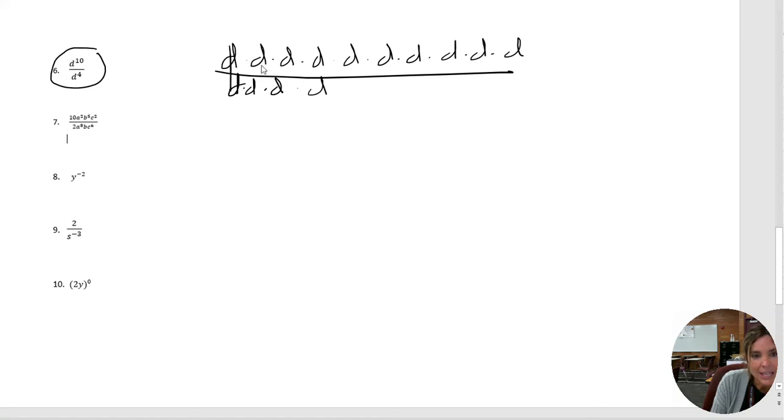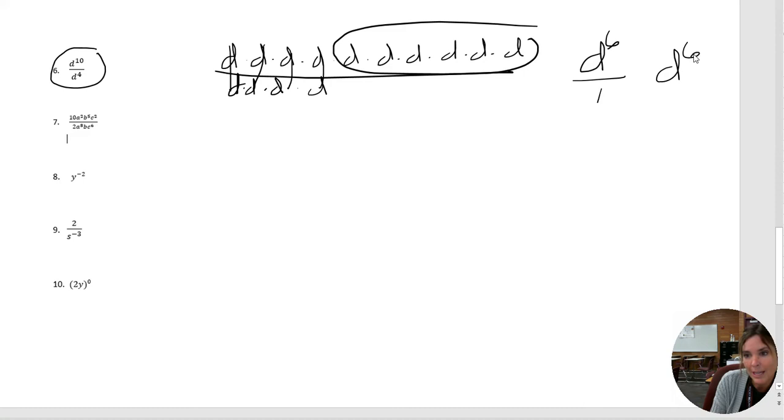Okay, so these all cancel to a 1, and we're left with d to the 6th on the top of the fraction. So you can write this as d to the 6th over 1, or that's the same thing as just d to the 6th.